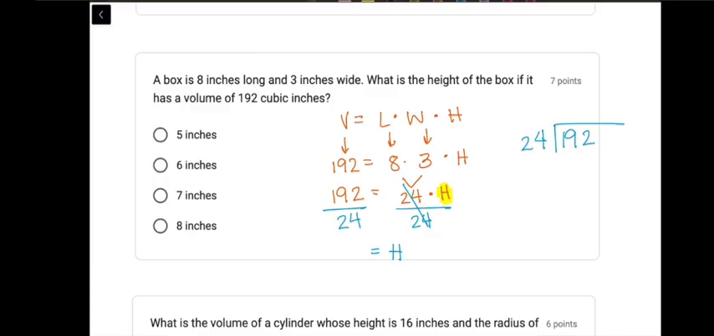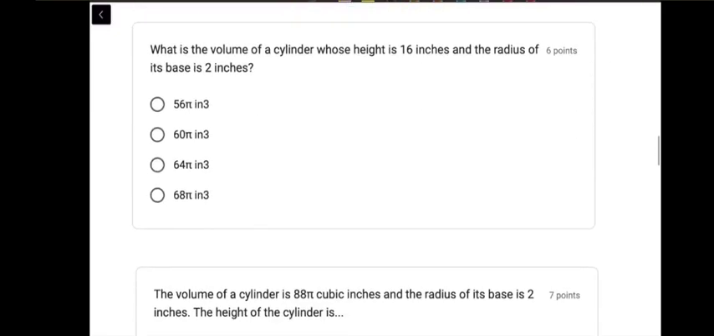Now, I don't know the multiplication table of 24, but I think I can work with 25. I know that 25 fits into 200 8 times. Since I'm working with 24 and I'm working with 192, I'm going to try 8 because they're both smaller, so 8 might just fit. So let's try 8. 8 times 4 is 32, carry the 3. 8 times 2 is 16, plus 3 would be 19. Perfect. So the final answer is that the height would be 8 inches, which would make the answer D.